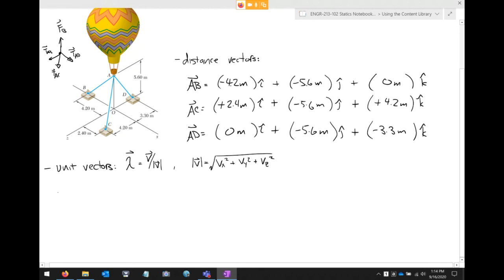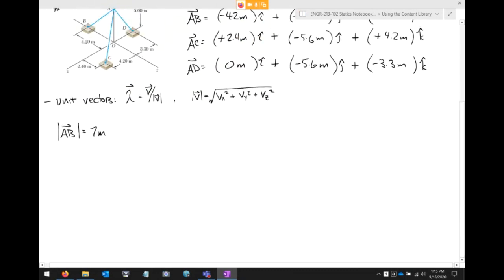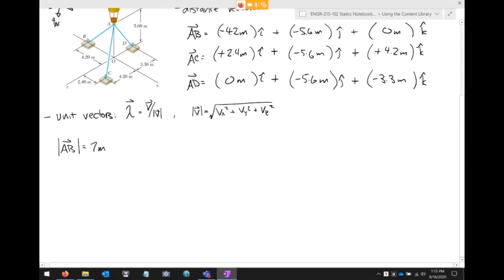Can somebody tell me what is the magnitude of vector AB? Do we need to write that out, or can we just compute that? It's just going to be 4.2 squared plus 5.6 squared plus 0 squared, and take the square root of all of that. One of the nice things about this is you don't have to get super precise on the signs because you're squaring everything. Okay, so we got some 7s. Now, is the magnitude 7 or is it 7 meters? Don't forget the units. There we go, that's right.